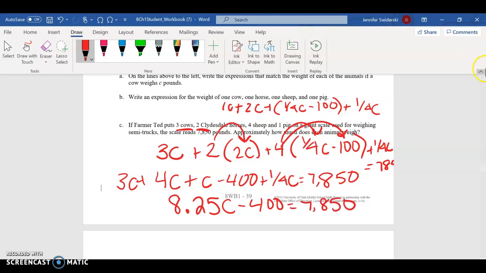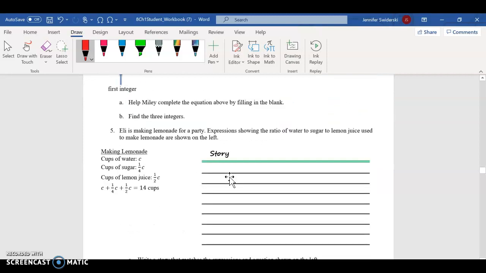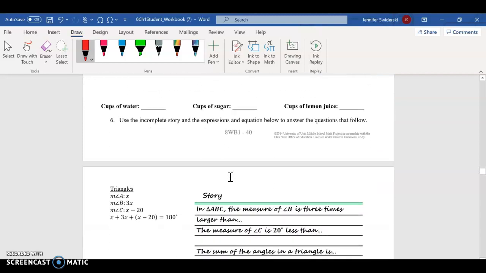All right. So what I'm going to have you do is solve for C and let me know how much a cow is, how much a horse is, how much a sheep is, and how much a pig is. Mr. Swiderski, I'm stuck. Okay, send me an email or call me during my office hours. What I want you to do is solve for a cow. And then if you're really up for a challenge, try the horse, the sheep, and the pig. We are going to continue working on this for a couple days. Okay.